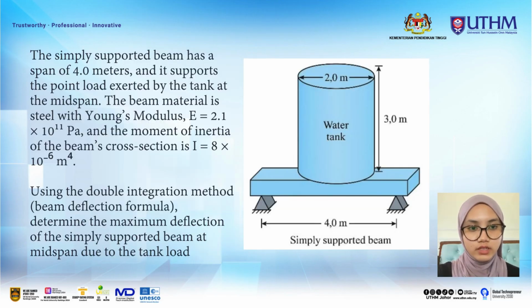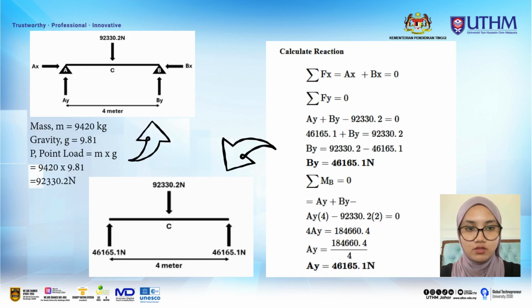For the next calculation, we will determine the maximum vertical deflection of a steel beam that is simply supported at both ends and subjected to a center point load. We will apply the double integration method based on the bending moment equation EI times d square y per dx square equal to M(x). So the beam length is 4 meters, simply supported at both ends, pin, and the material is steel. The mass of the load is 9420 kg.